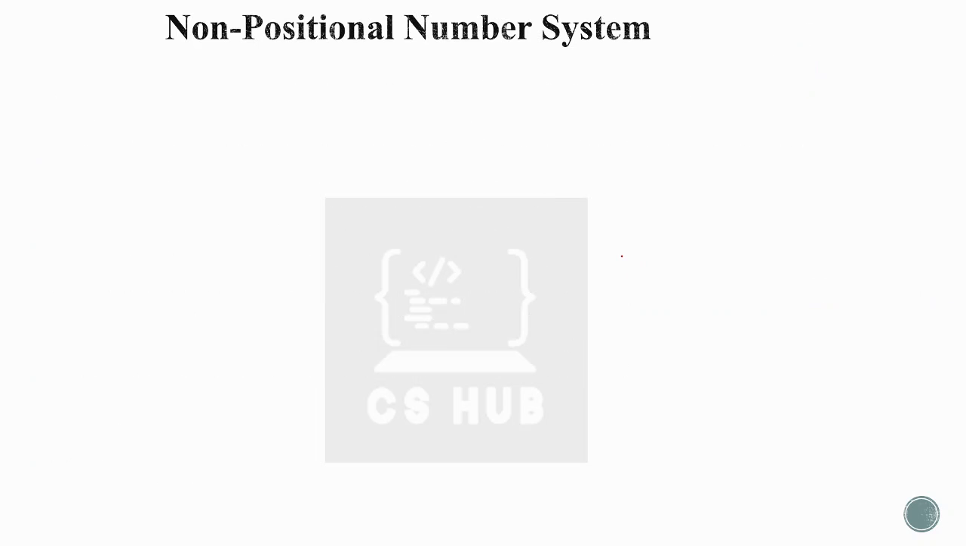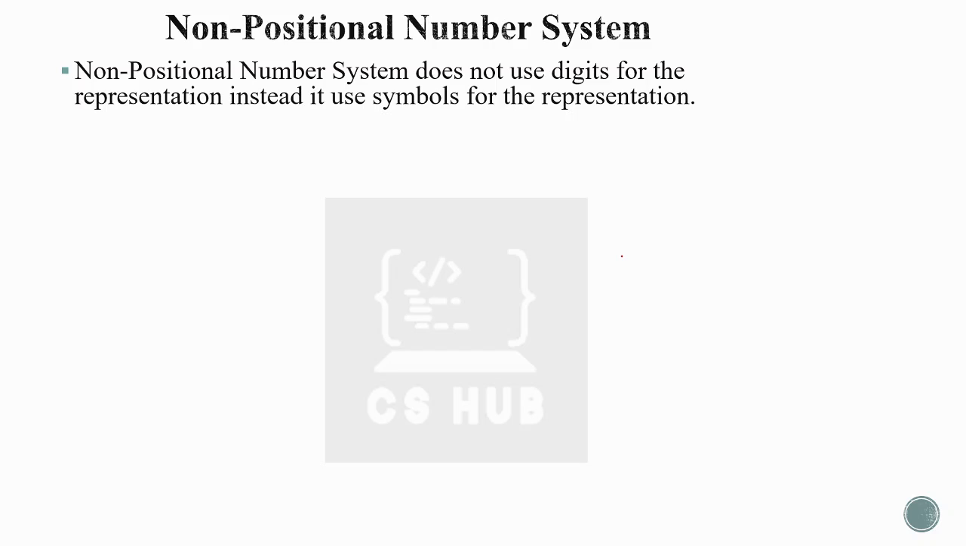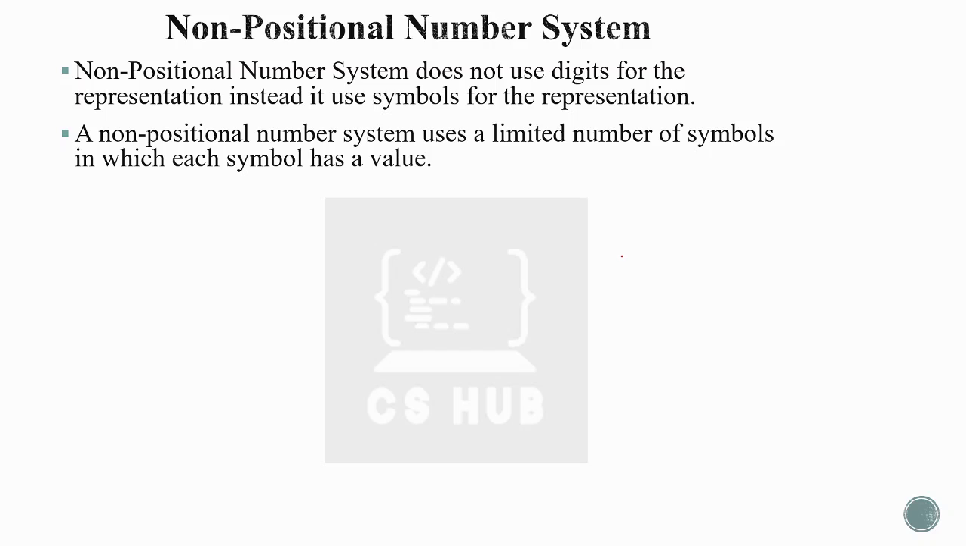And next one is a non-positional number system. It does not use digits for the representation; instead it uses symbols. In a positional number system, numbers consist of strings of digits, but here it uses only symbols. A non-positional number system uses a limited number of symbols, in which each symbol has a value.